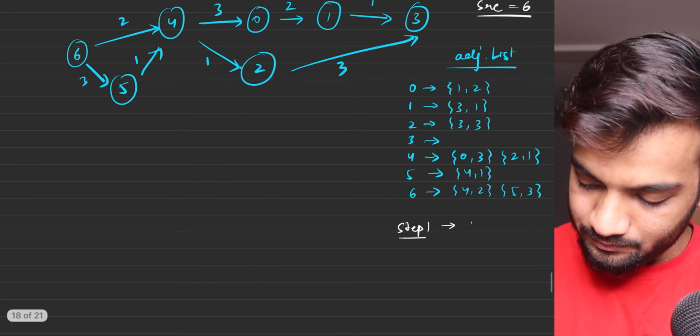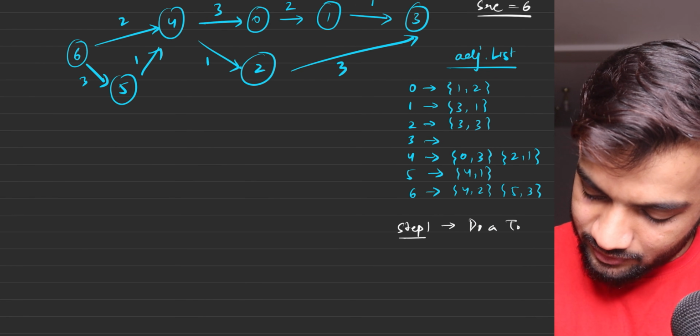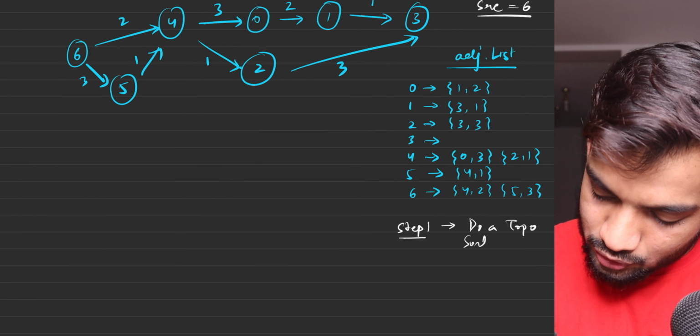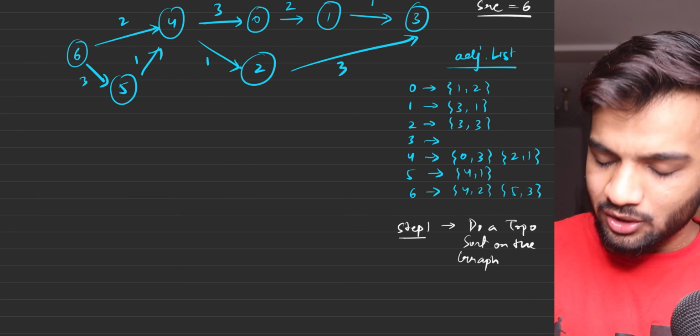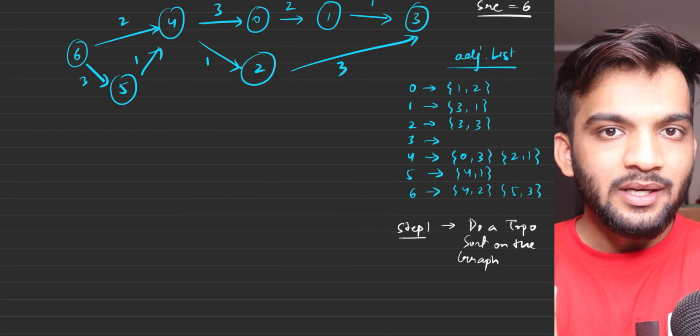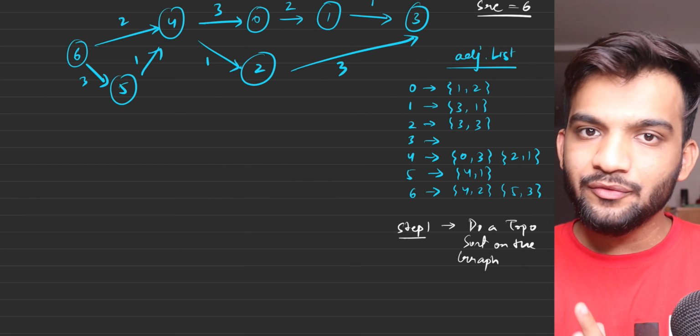Do a toposort on the graph. Now, how many ways do you know to do a toposort? There are 2 ways. One is the DFS way, one is the BFS way. Do whichever you wish to.